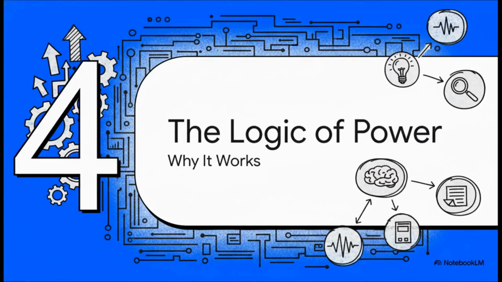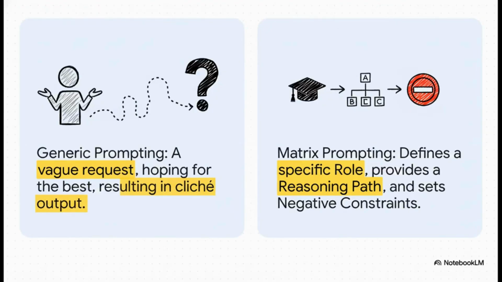So we've seen a couple of examples, but let's pull back the curtain and look at why this works so much better than what most people are doing. This is the secret sauce. This is the logic that makes the whole system tick. This slide right here says it all. On the left, that's what most people do. They make a vague request and just cross their fingers. But on the right, that's the matrix method. Instead of being vague, you define a specific expert role. Instead of just hoping, you provide a clear reasoning path. And to avoid all that boring cliché stuff, you set negative constraints. You tell the AI what not to do. This is the difference between playing the lottery and designing an engine.